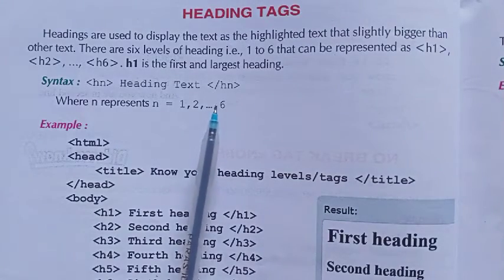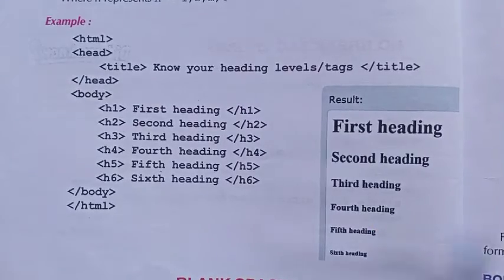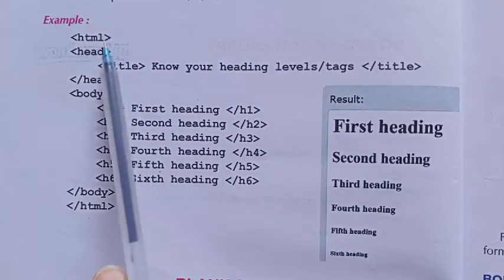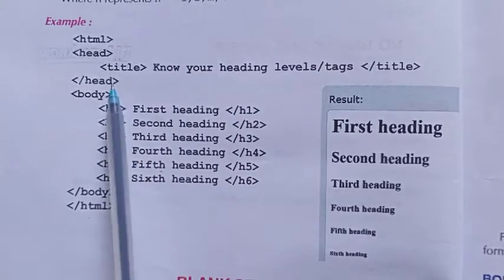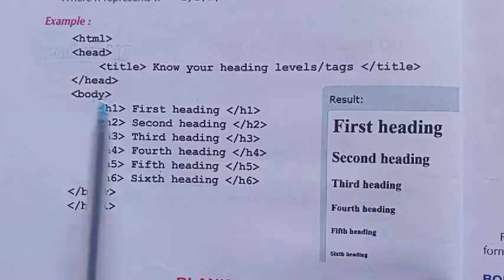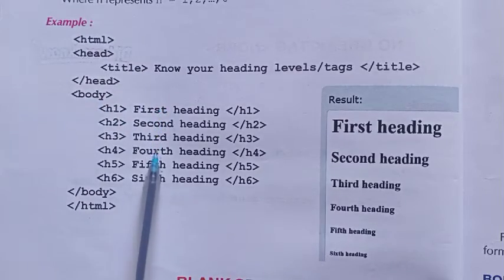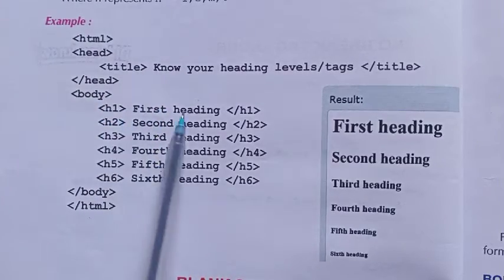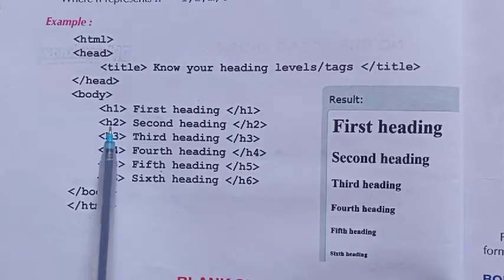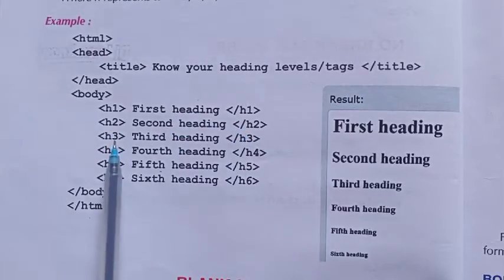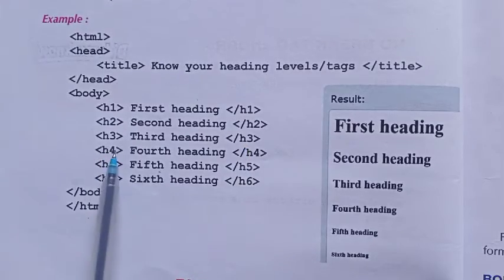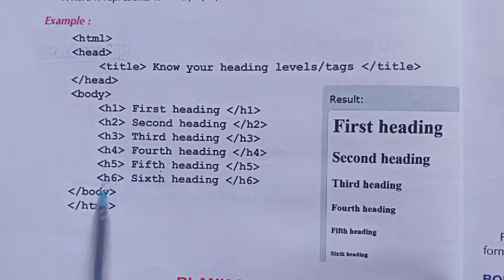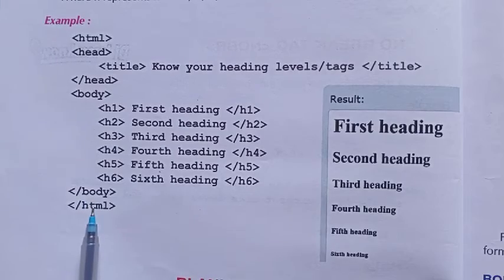To understand this better, let us look at one example. In the example you can see the HTML code, where the head title is "Know your heading labels". Then the head is closed, the body begins, and in the body we have written the headings. See, we have written H1 first heading, close the H1, then H2 second heading, close the H2, H3 third heading, close H3. Similarly, we are doing it with H4, H5, H6, and finally the body and the HTML are closed.